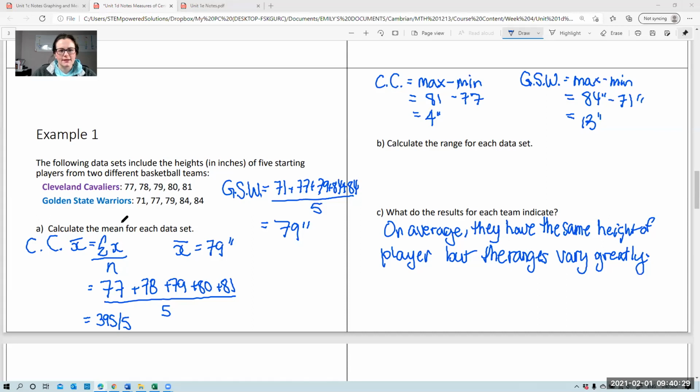So like that's 77 for the Cleveland Cavaliers, that would be 77 plus 78 plus 79 plus 80 plus 81. You divide by the number of x's, which is 5. For the Golden State Warriors, that would be 71 plus 77 plus 79 plus 84 plus 84. And that would be equal to 79 inches. So they both have the same average. We just sum up the x's and we divide by the number of x's to calculate the average. That's what this formula means right here.